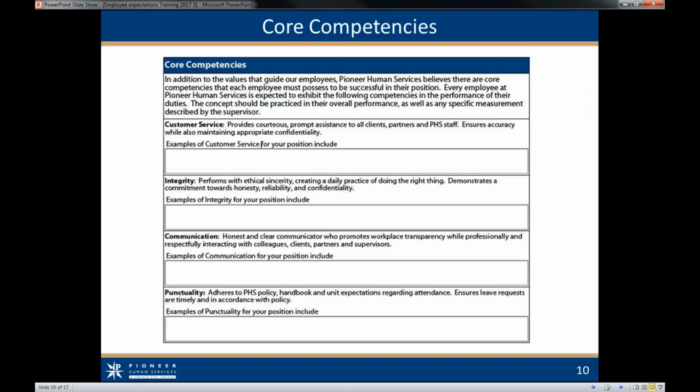Everyone within PHS must possess specific core competencies. In this section, you need to give 1 to 3 examples of how this competency should be performed in the employee's position. Specifically, expectations for customer service for an RM1 may be different from a quality assurance supervisor.